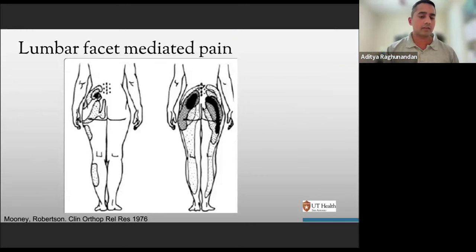And just understand that you can have a radicular type pain with lumbar facet mediated pain. So it tends to be localized, but it can go into the butt cheek and even down the back of the leg. Usually it doesn't go beyond the knee. It's pretty rare that you can get pain beyond the knee, but just because someone has a radicular type component doesn't mean that it's not facet mediated pain.